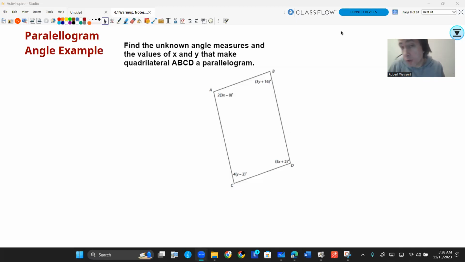In this example, you could try it on your own. It's another angle problem. So I would say just pause this video and see what you can do with this one. Once you've unpaused, you've tried it on your own, you can check the answers and see how you did.